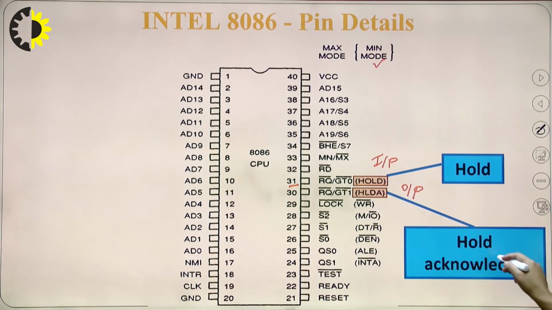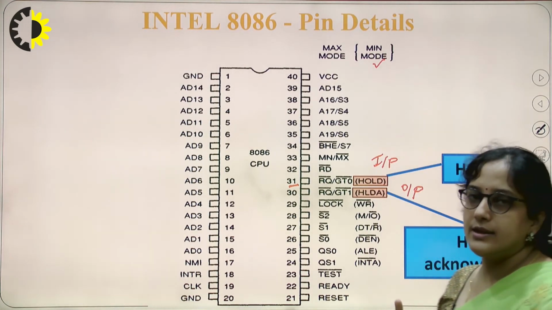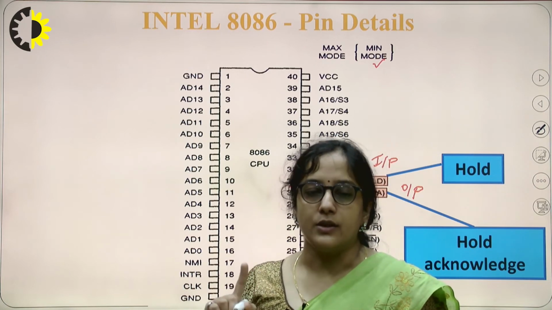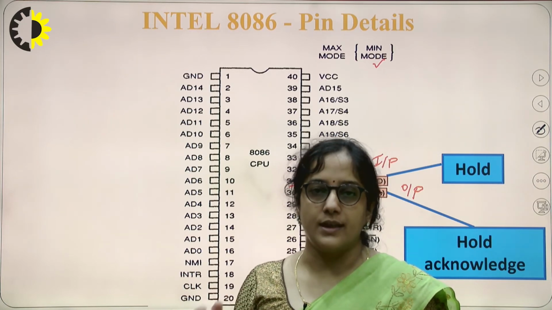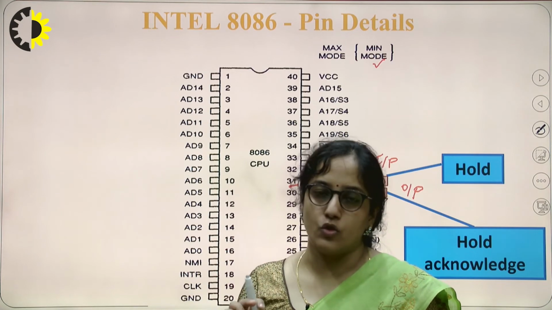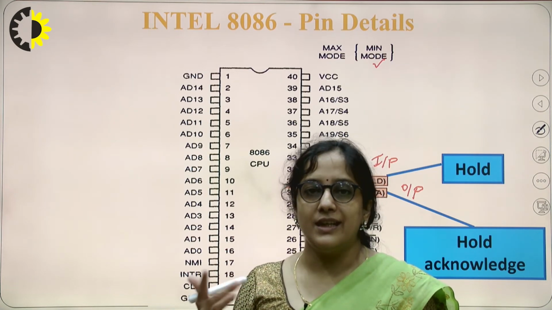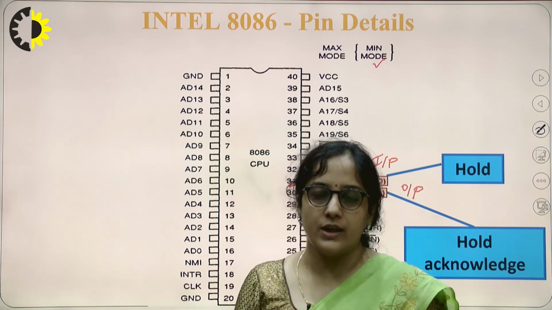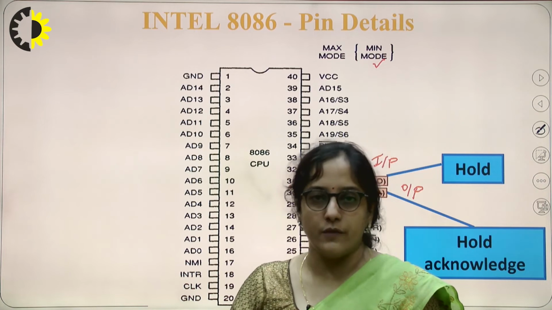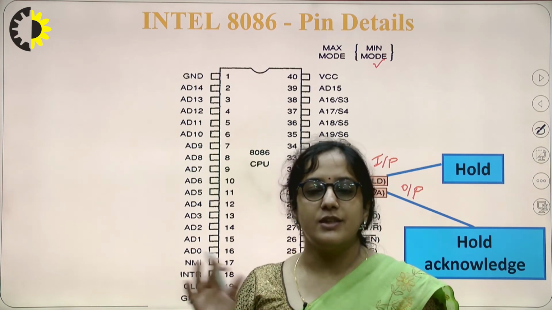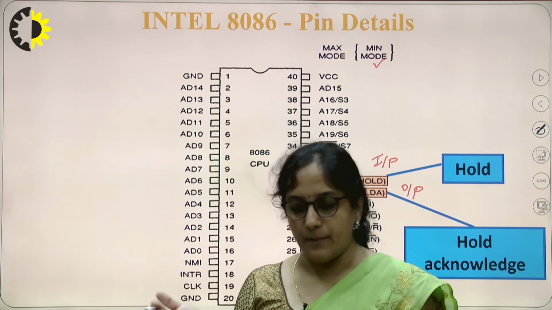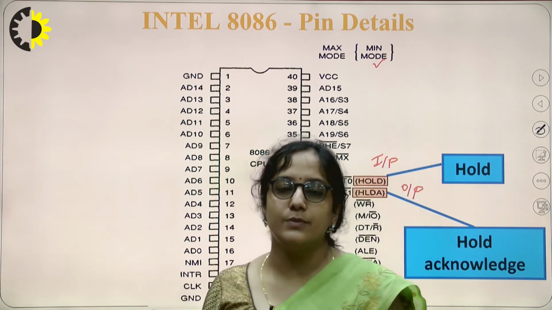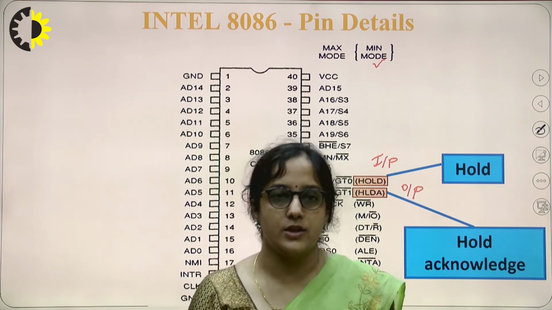When this HLDA signal is active, that is HLDA is 1, in that case DMA takes the control of the system buses, that is address bus, data bus and control bus, and the microprocessor releases the control of the bus to the DMA. DMA will then transfer data directly from input output devices to memory. And when this operation gets completed, the control of the buses is released by DMA and given back to the 8086.